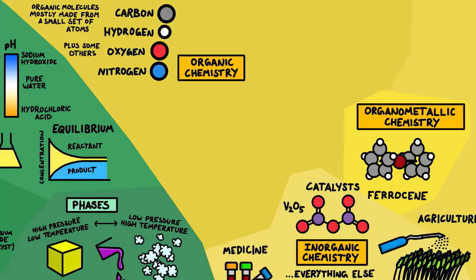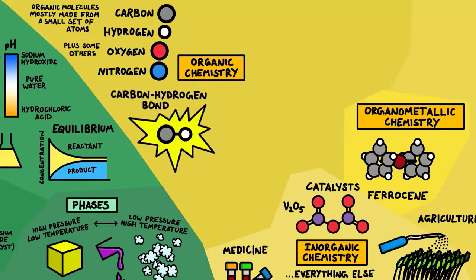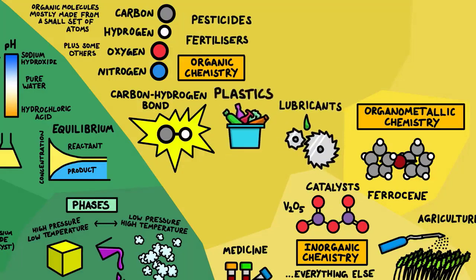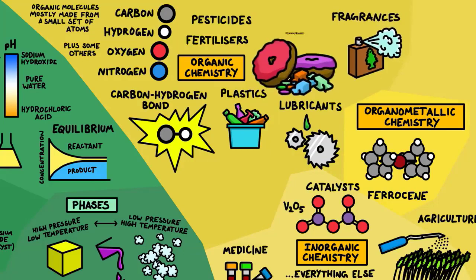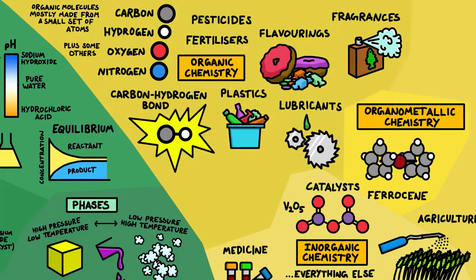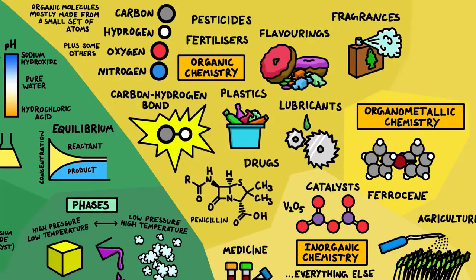Organic molecules all contain carbon, and the carbon-hydrogen bond is the most common structure in organic chemistry. There are a huge number of applications of organic chemistry in industry: fertilizers, pesticides, lubricants, polymers, and plastics. And in the consumer world, there's fragrances, flavorings and preservatives, and of course drugs in the pharmaceutical industry.